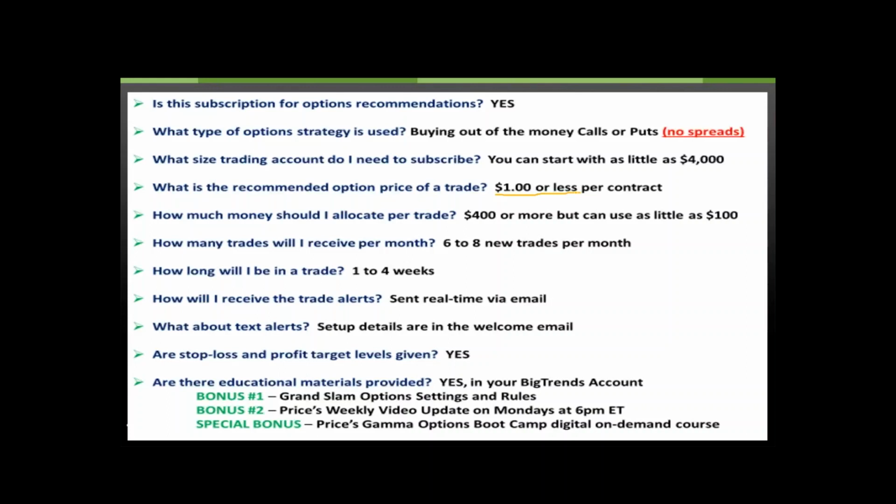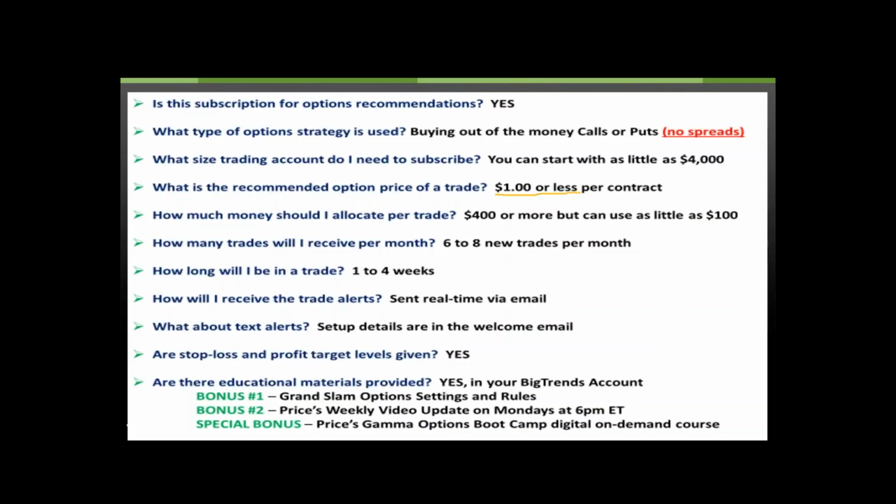How much money to allocate per trade? $400 or more. Like we said, looking at obviously one contract for $100 or less, but we like to see you get at least 4 contracts. So typically thinking about getting as much as $400 in a trade as a starting point for even smaller traders. But of course, if you're trading with the bigger amount, we just say start small and build your confidence. That's a big part of it.